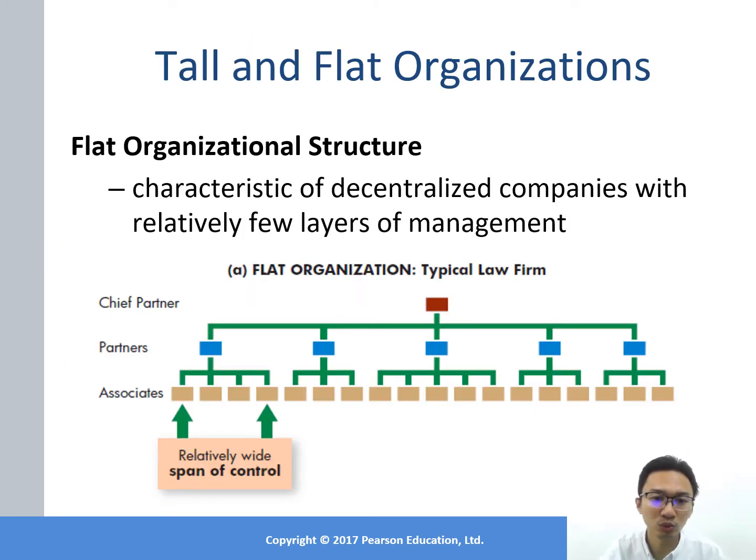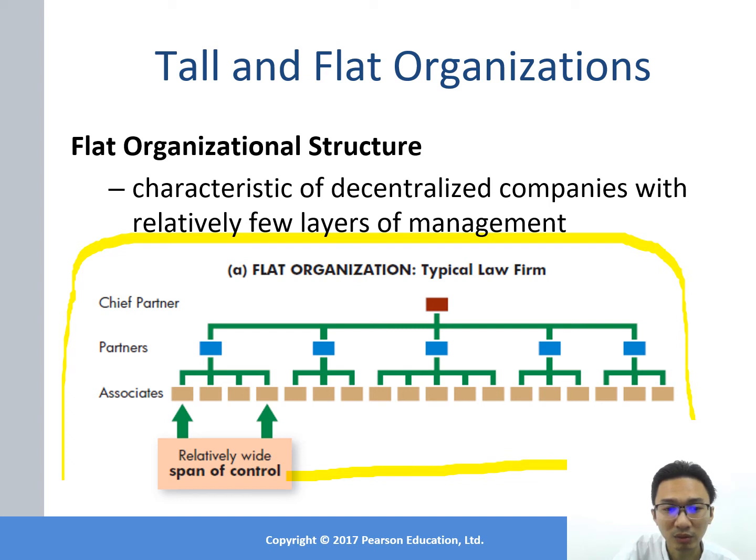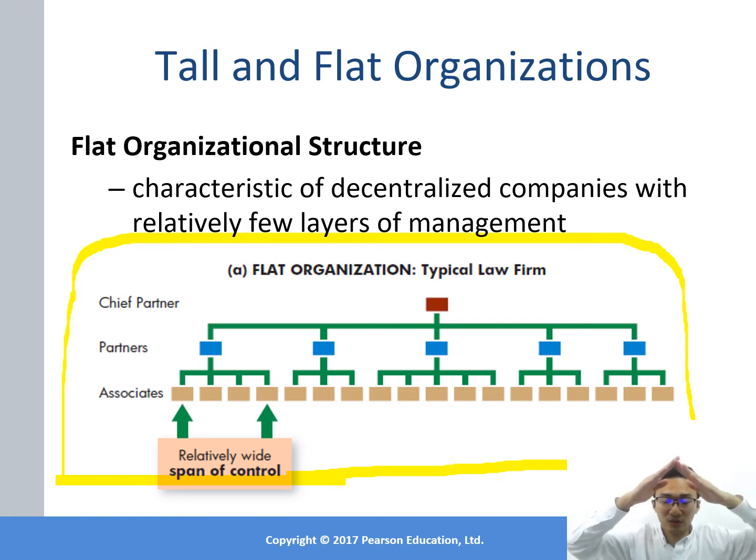Now we have two kinds of organization. The outcome of centralized and decentralized is that you would have either a tall organization or a flat organization. This example here is actually a flat organizational structure. If you look at this one here, the whole thing is what we call a flat organizational structure. So it's not a high pyramid, it looks like this. So flat. It has fewer layers of managers.